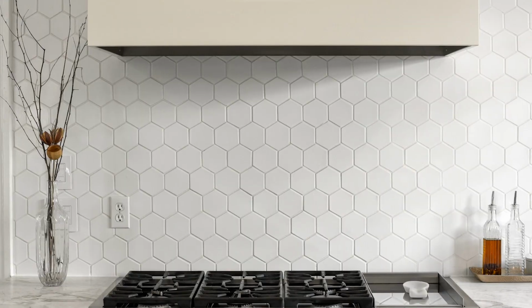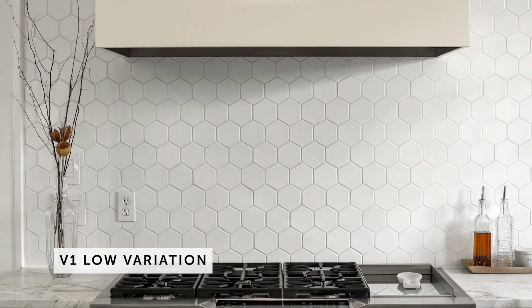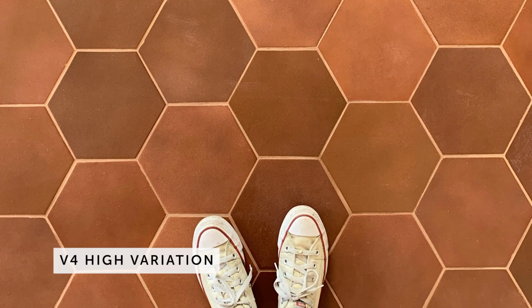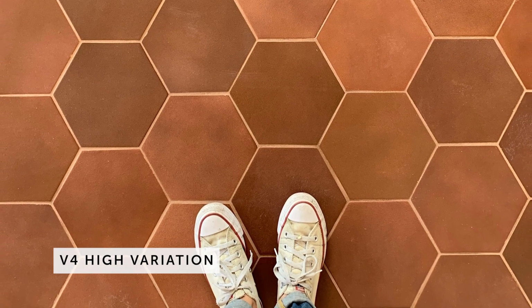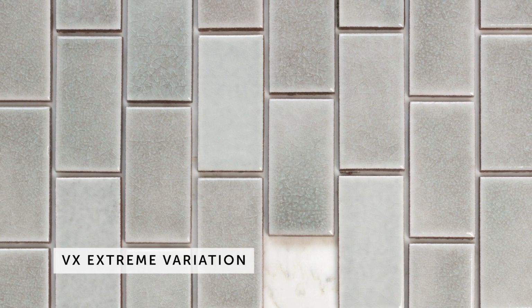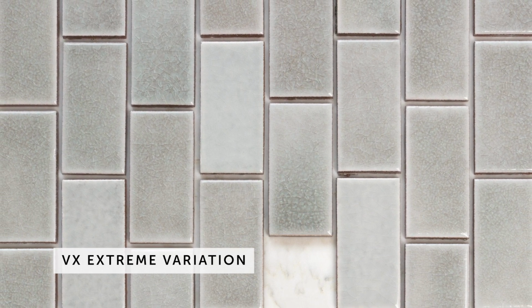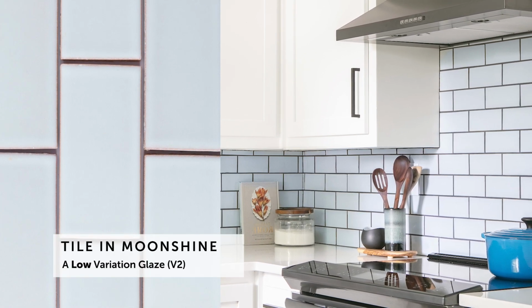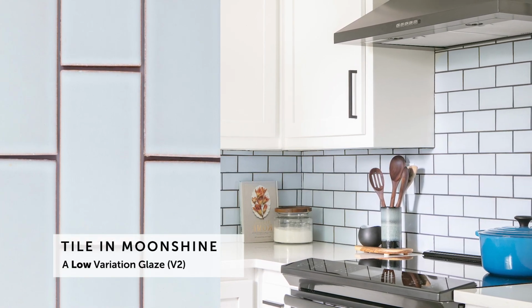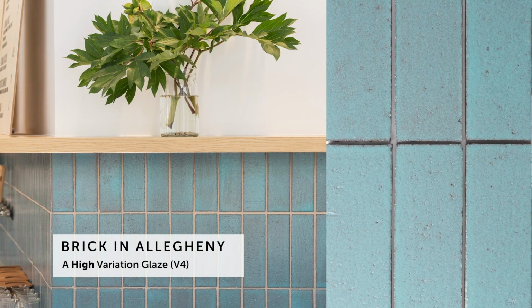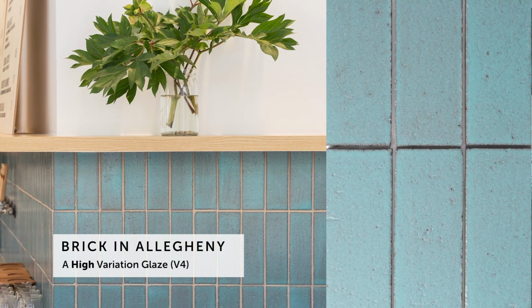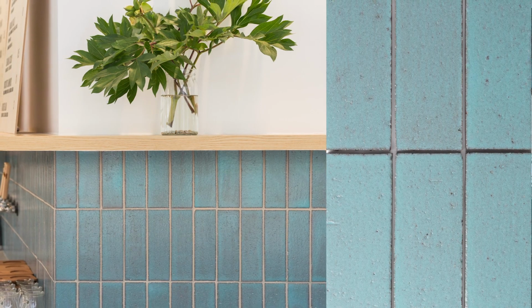Our glazes are rated from V1 to V4, with V1 being a low variation and V4 being a high variation. If you find your tile has a VX rating, that means extreme variation, in other words, unpredictable variation for those of you who want to live on the wild side. You can pick a glaze with high variation or low variation, but you can't change the level of variation intrinsic to that particular glaze. Each color comes with only one variation level, and that just has to do with the chemistry of that glaze itself.